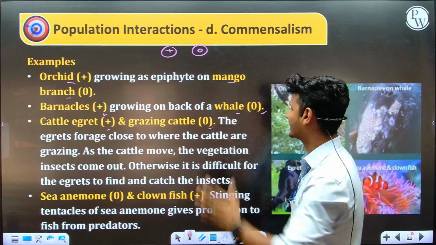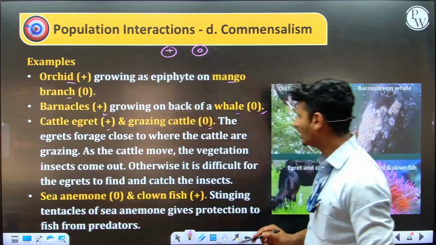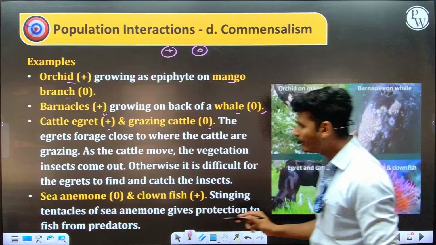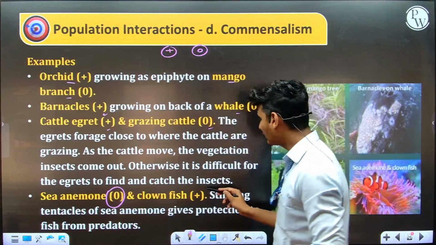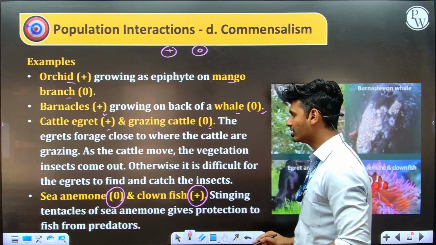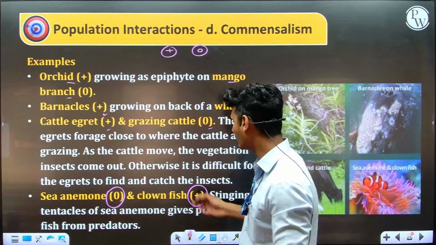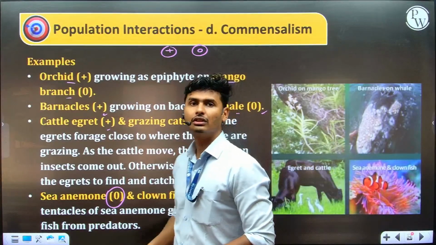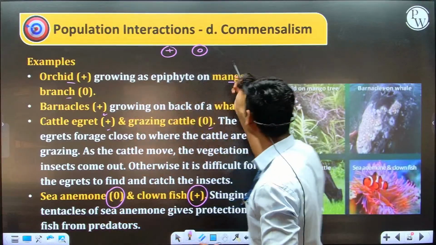commensalism. Now the last example of commensalism is sea anemone and clownfish. Sea anemone neutral, and clownfish positive. So the clownfish gets protection from the sea anemone, but the sea anemone gets nothing from the clownfish. This kind of interaction, due to the tentacles, is known as commensalism.